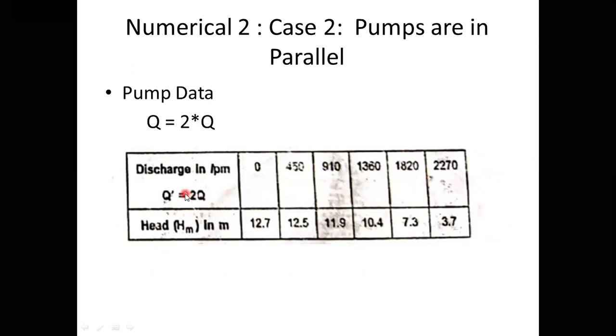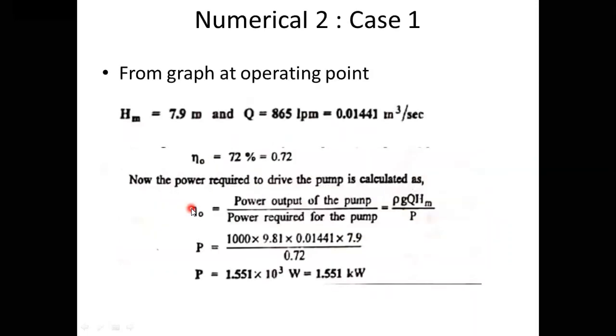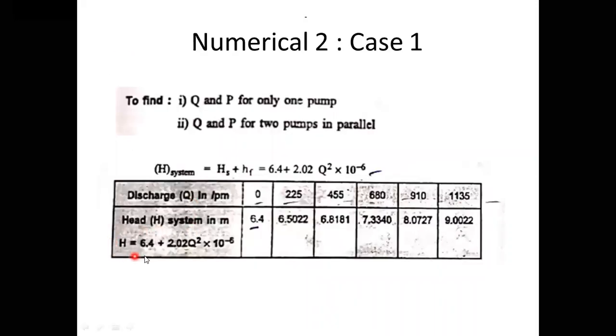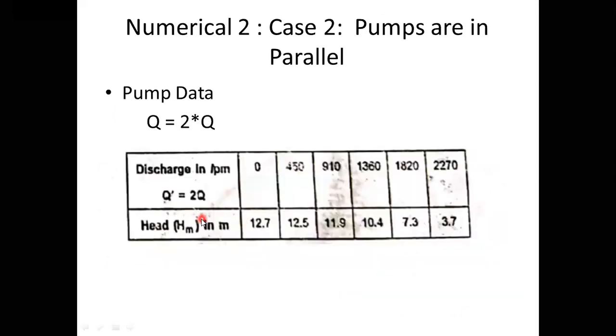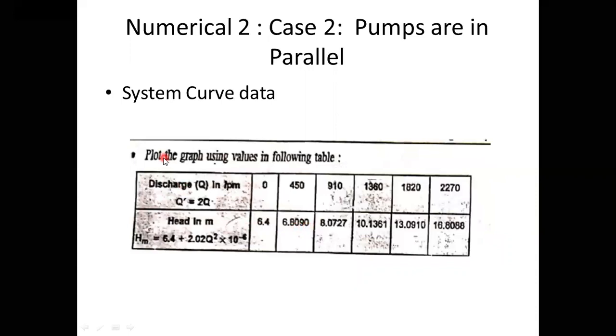And respectively, by taking this Q value and that particular relation, you find out the head. Initially you find out for the single Q. Now we have to find out the manometric head at actual condition by using this Q, that is Q dash is equal to 2 times Q. You will get the manometric head. A similar procedure again you have to follow. So plot the graph using these values over here.